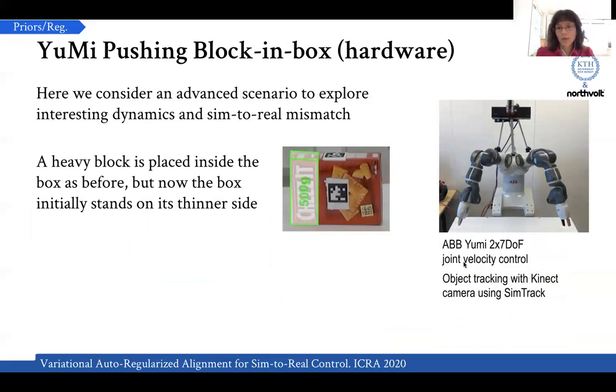Here our hardware setup is an ABB YuMi robot, dual arm, and we're going to be doing the object tracking with Kinect and SimTrack.